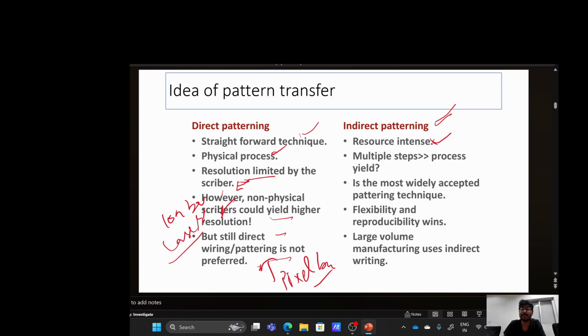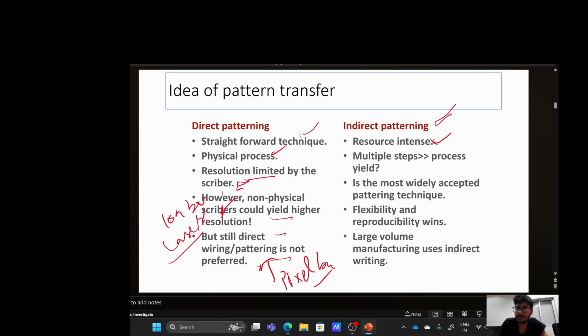I myself am struggling with transferring a pattern, because my mask is of 2 micron, and still sometimes I get 4 micron feature size instead of 2 micron. Instead of 2 micron I can get 2.5, 3.5. So these are not desirable, but factors like humidity and other environmental conditions can affect the pattern, can affect the feature size.